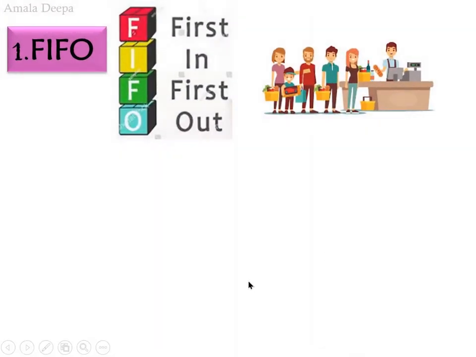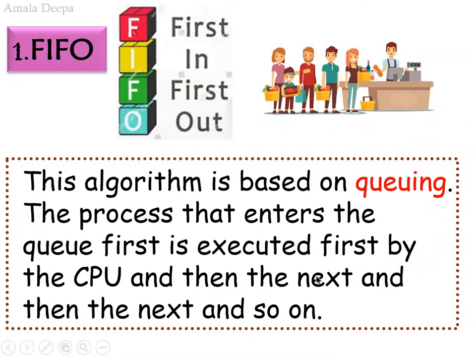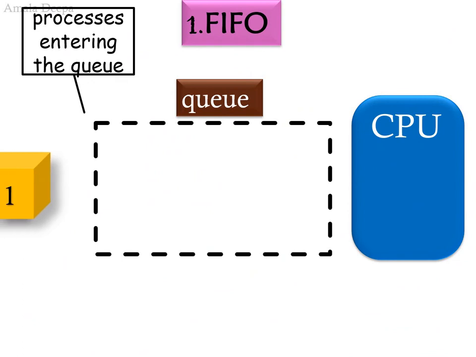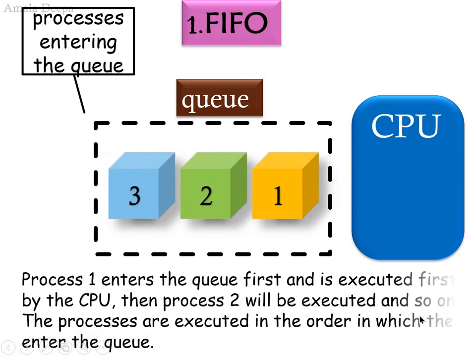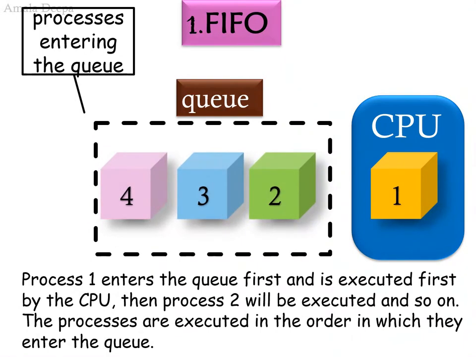FIFO stands for first in, first out. This algorithm is based on queuing. The process that enters the queue first is executed first by the CPU, and then the next, and then the next, and so on. Process 1 enters the queue first and is executed first by the CPU. Then process 2 will be executed, and so on. The processes are executed in the order in which they enter the queue.